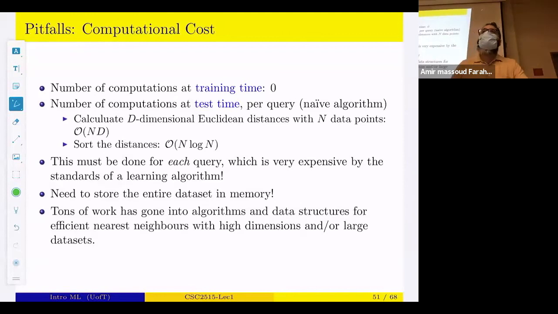But then there is a lot of work on how to make k-nearest neighbors computationally much more efficient by using better data structures that store data in a way that we don't need to do this kind of sorting every time. We don't talk about them, but there is a big literature that you can look at if you want.